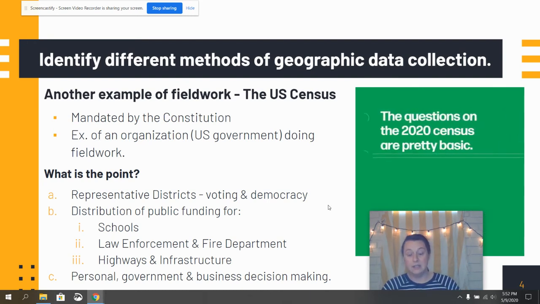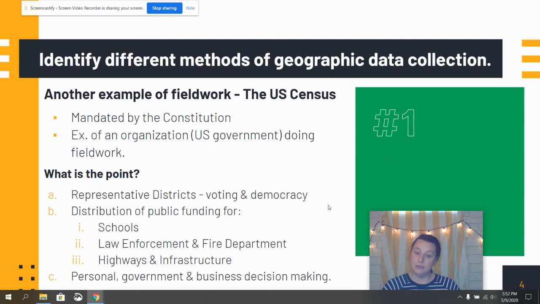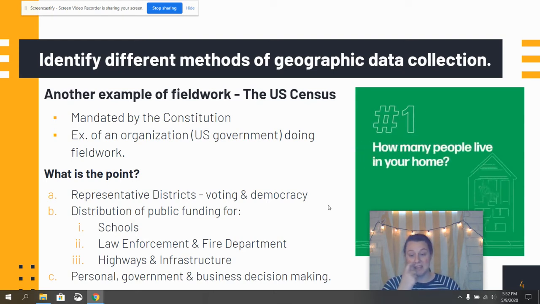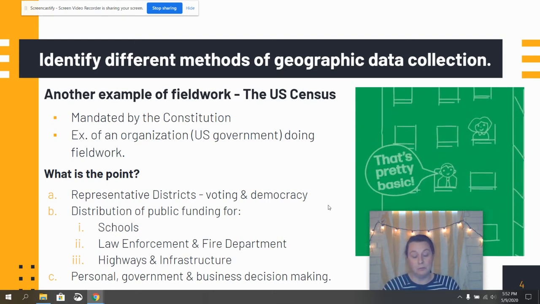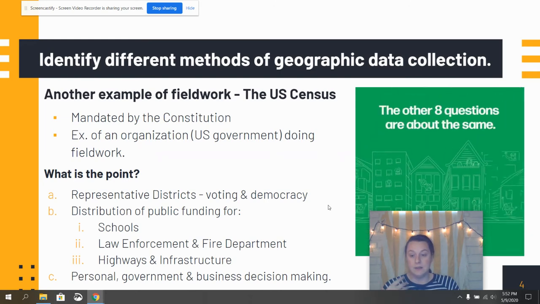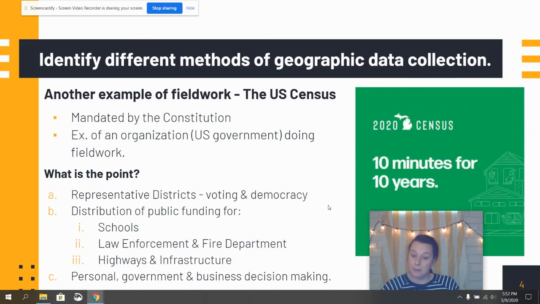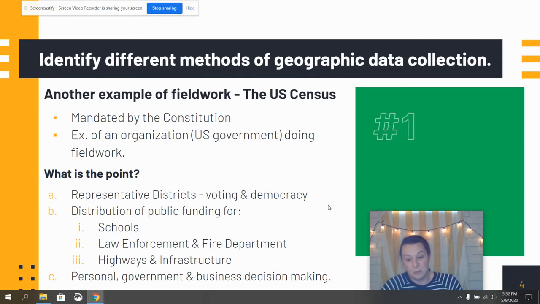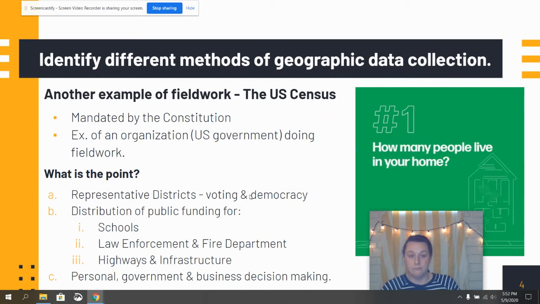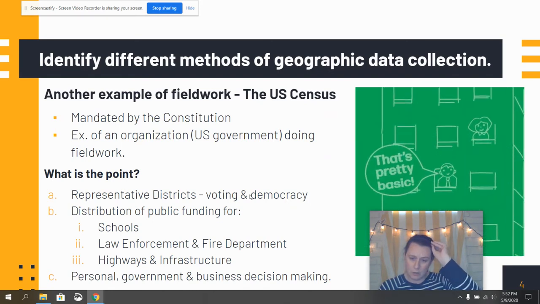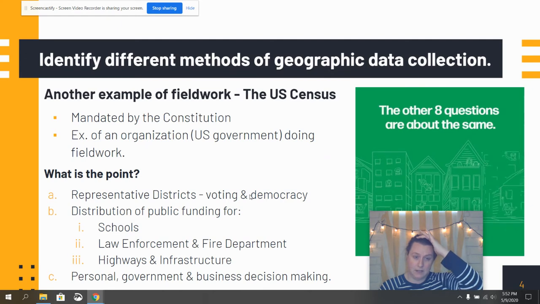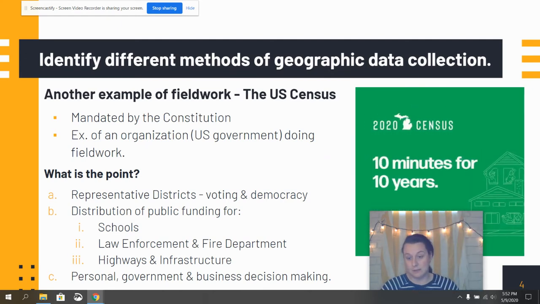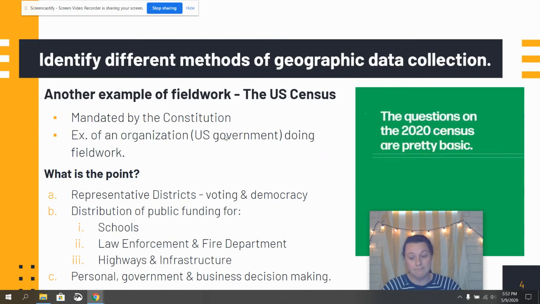And then finally, census data is really useful not only for geographers and the government, but also for people who own businesses, because you can see where large groups of people are living, what the demographic information of those people are, and where a good place for your business might be. So, why did you just tell me about the census, Miss Pavley? Well, this is one of the kind of ultimate examples of field work. It's done by an organization, the US government.